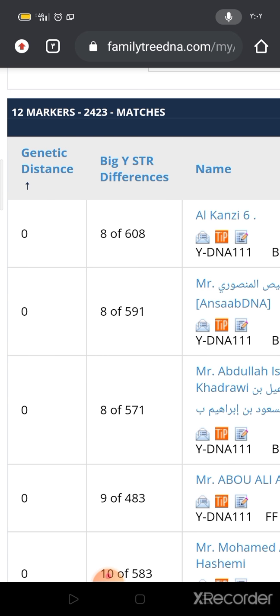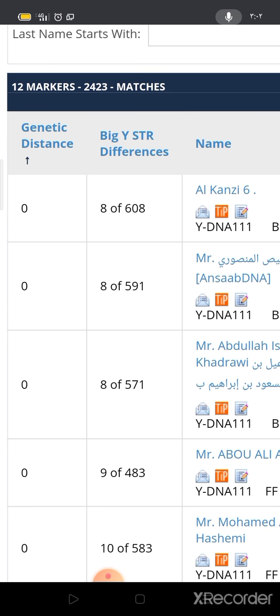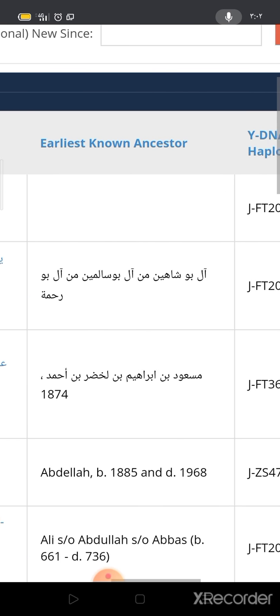So 12 markers goes back so far, maybe more than 2,000 or 3,000 years ago. On this level you can see the people who share the same ancestry and the same paternal line with you. So here we have 2,423, and most of them are Arabs.